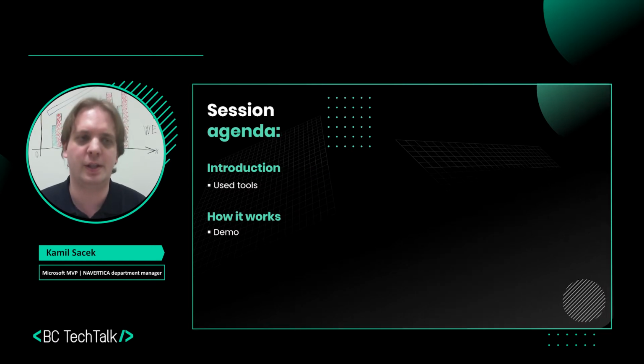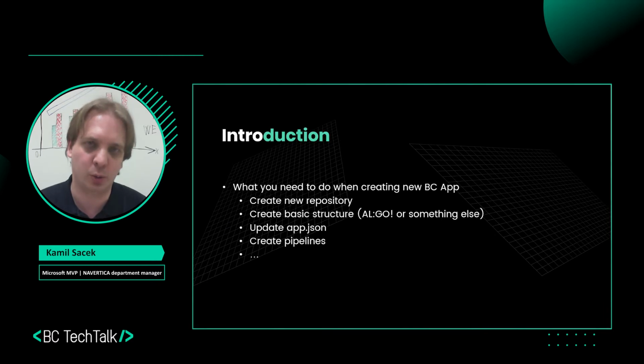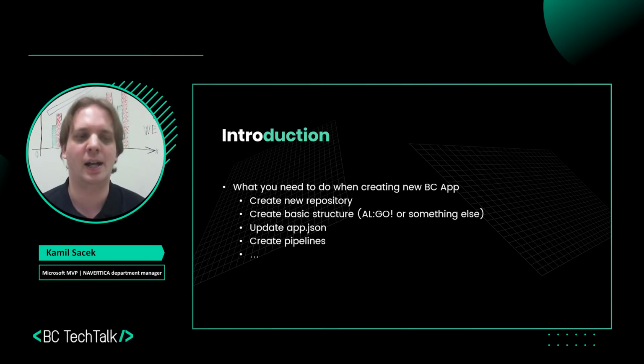During this session, I will show you our tool which we are using to automatize creation of a new Business Central application. And I will show you how it works inside. What we are doing when creating a new application. In our case, it is creating a new repository, filling some basic structures into that repository from our template application, and preparing that app, for example, setting some parameters and so on. And we create pipelines to build that app and release that app and test that app.